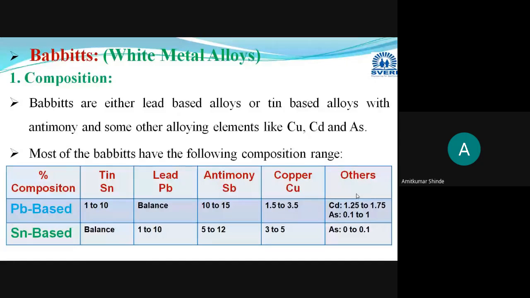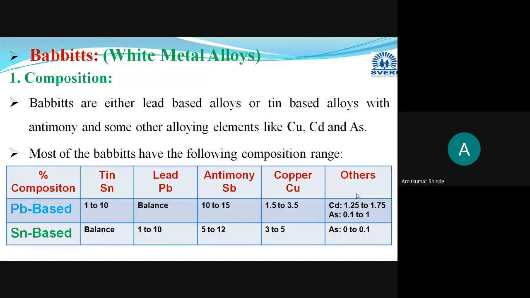Either they will ask you the microstructure of this babbitt material, or they will ask you directly to explain these babbitts or white metal alloys. Whenever an explanation is asked, you have to start with their composition, then mention some properties, then their applications, and draw the microstructure also. If they ask only for the microstructure, then draw the microstructure and mention the phases in it.